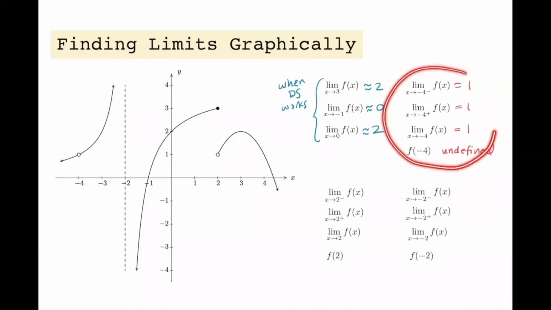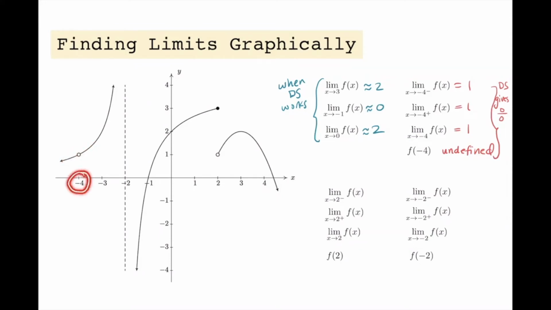Now, this situation is what happens when you have a hole in the graph. And also, this is what happens when you use direct substitution and you get 0/0. We'll talk more about this when we work on our algebraic techniques for finding limits, but just as a preview, we want to connect all these things together. So when you have a hole like this, the two one-sided limits match up. The two-sided limit exists, but you have an undefined function value. That usually happens when you have 0/0 when you try to substitute in your x value.